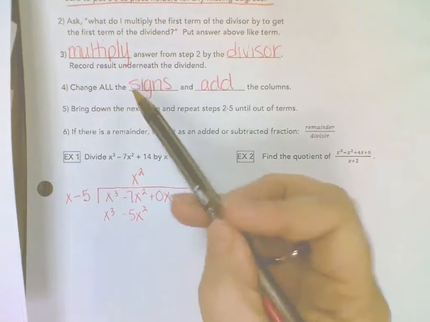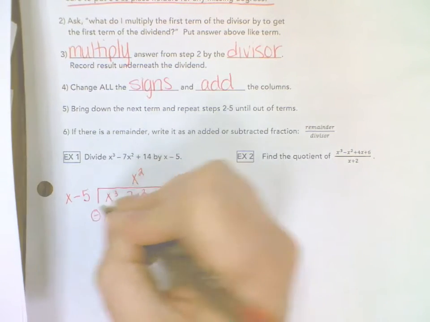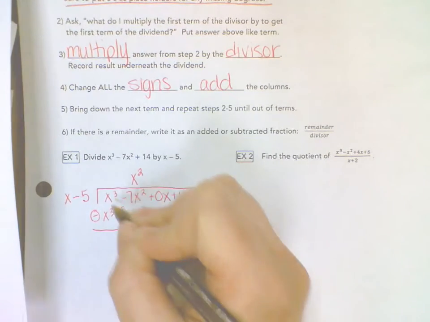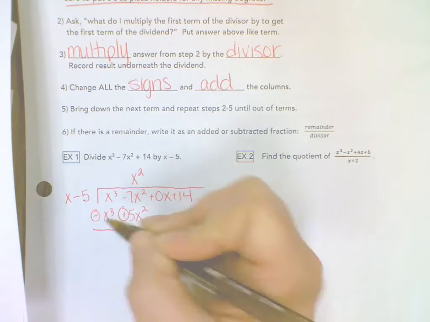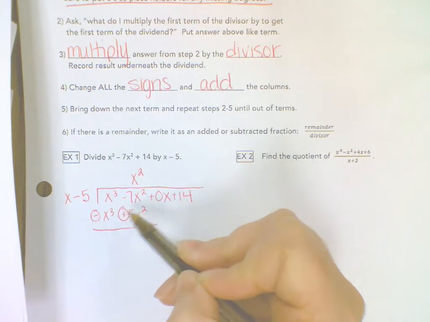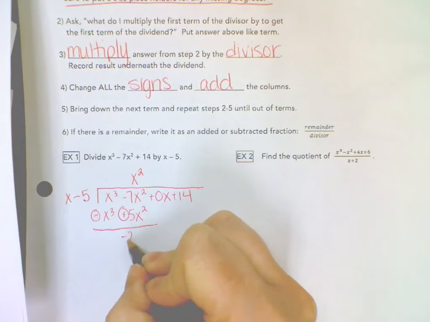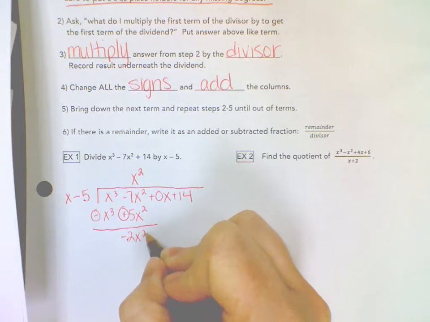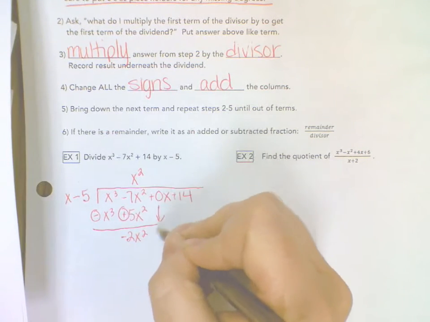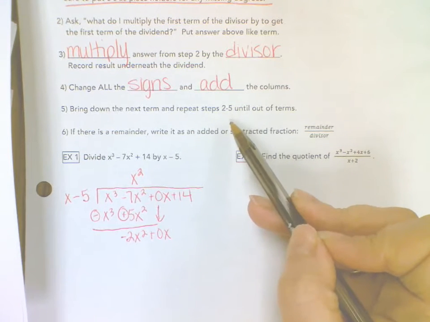Next, step 4, change all the signs, add the columns. So change the signs. I circle them when I change them to indicate that I did, and then I'm going to add the columns. If you've done it correctly, the first terms should cancel, which these do. Then I've got negative 7x squared plus 5x squared, so that gives me negative 2x squared. Step 5, bring down the next term. So bring down my plus 0x, and repeat steps 2 through 5.